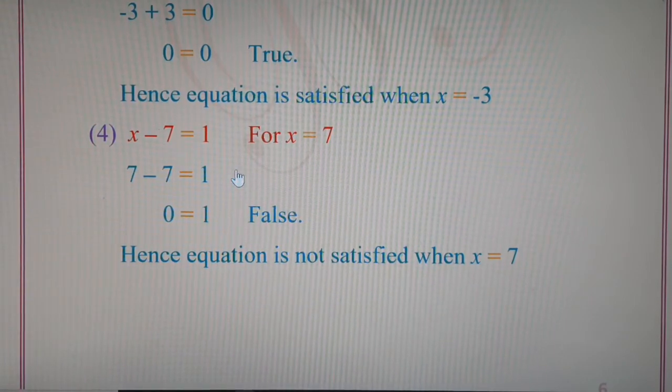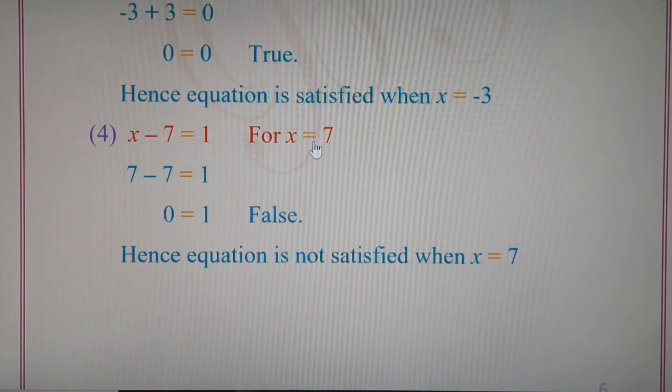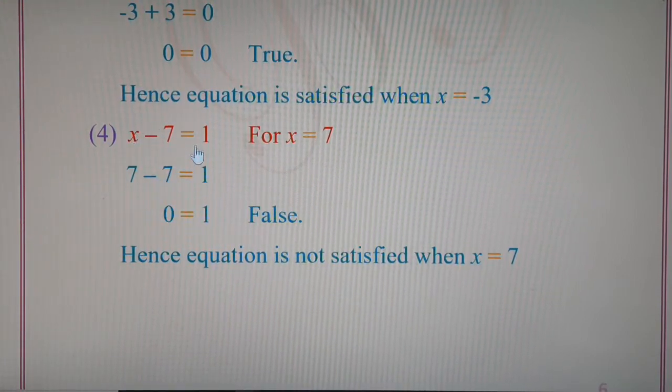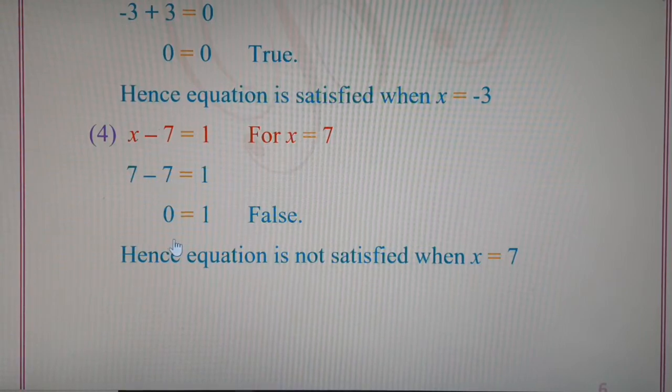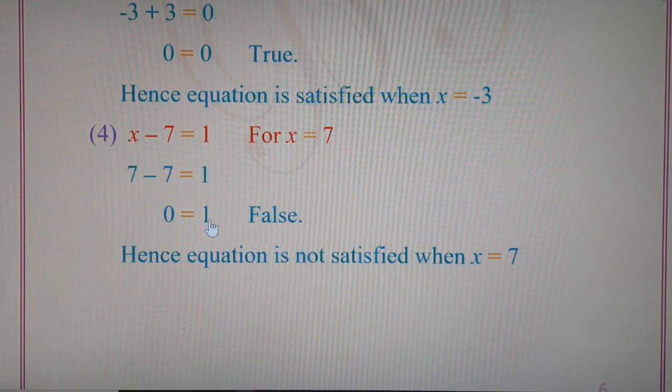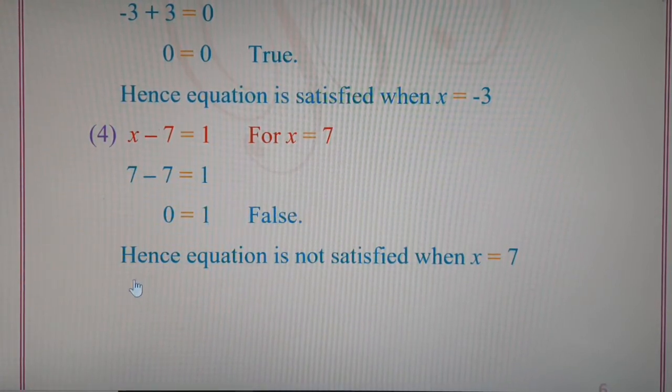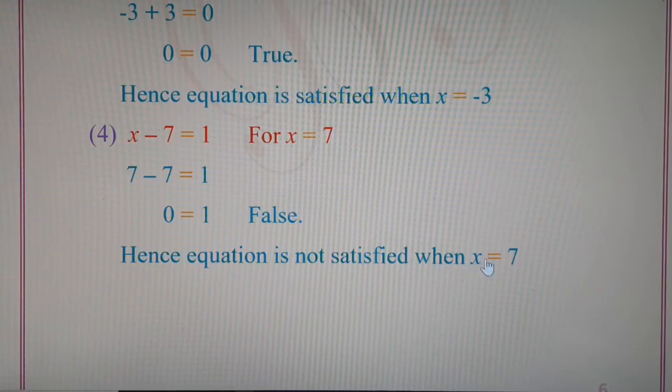Please remember this. Now, let us substitute the value of x equal to 7 in the equation and check whether the equation is satisfied or not. So, instead of x, we substitute the value 7. 7 minus 7 equal to 1. 7 minus 7, we get 0 on the left hand side, and this 1 on the right hand side we copy. 0 is equal to 1. Is it correct or wrong? It's wrong. So, we say it is false. Hence, the equation is not satisfied when the value x equal to 7 is substituted.